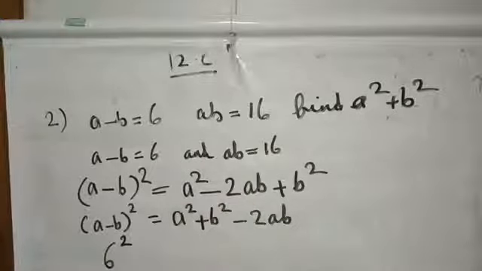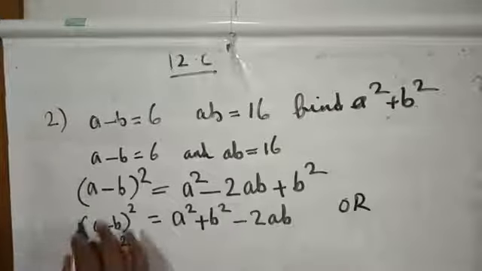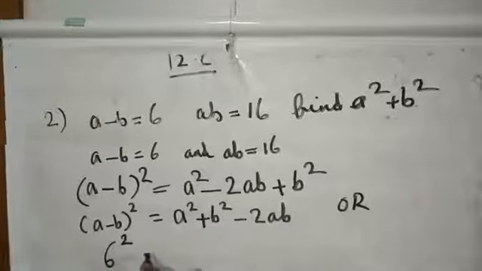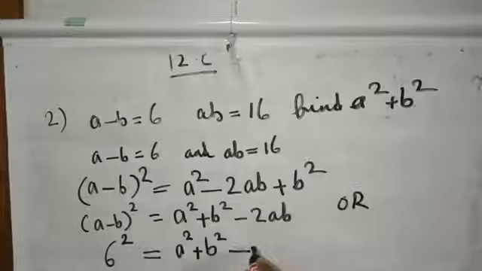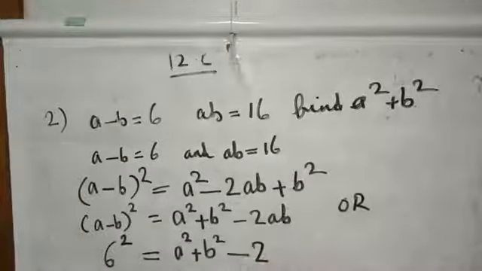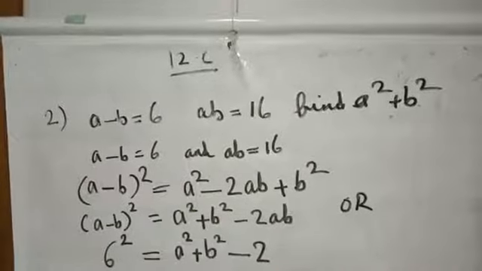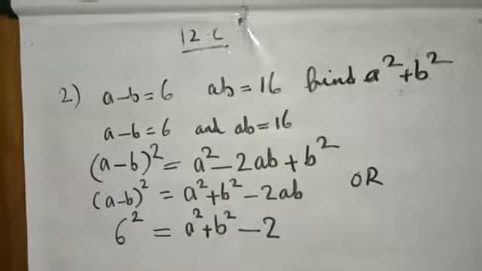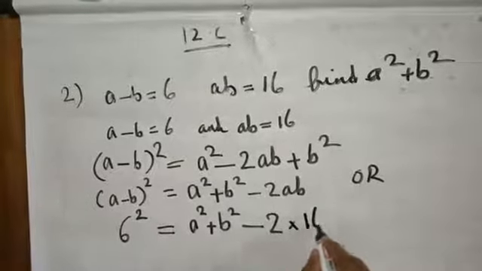Both are same. So what is a minus b in this question? It is 6. So 6 square equals a square plus b square minus 2ab. What is ab? ab means the product of the first term and the second term, that is a into b. ab is given by 16. A into b is 16.